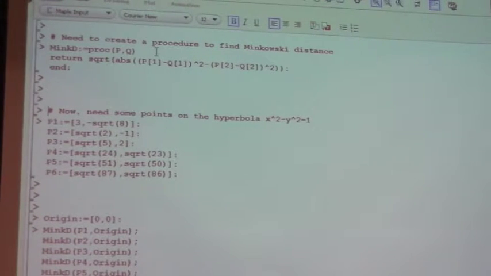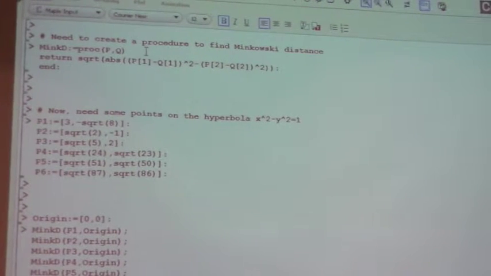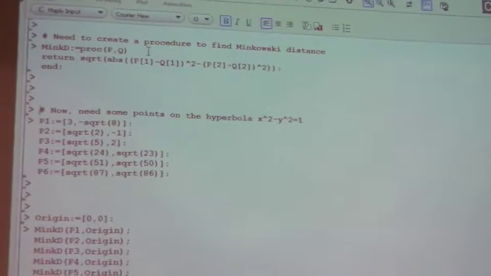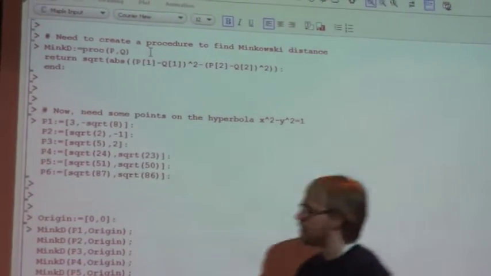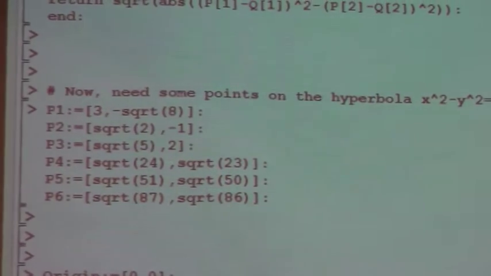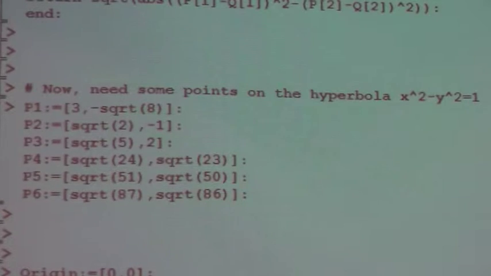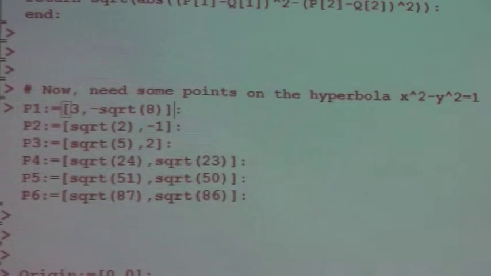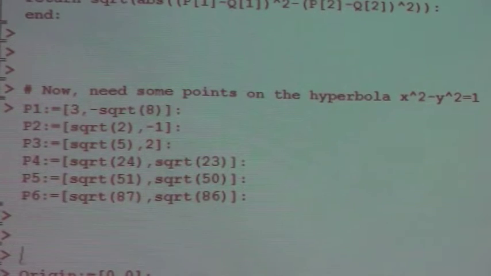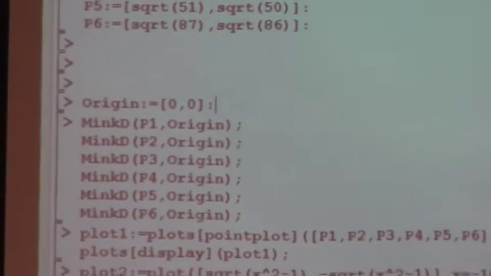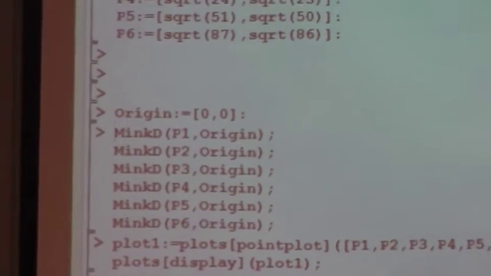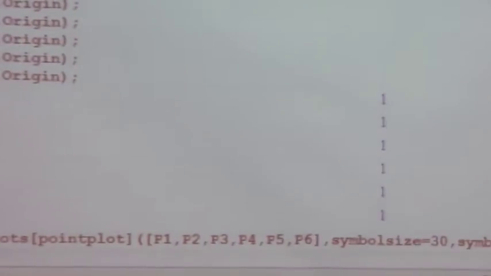So let's come up with some sample points to play around with. These are all points on the hyperbola, and for the time being, I'm sticking to the right branch of the x squared minus y squared equals 1 hyperbola. If you don't believe me that they're all on the hyperbola, we can define an origin and then check all our distances from the origin. One's all the way down, so that's a good sign.